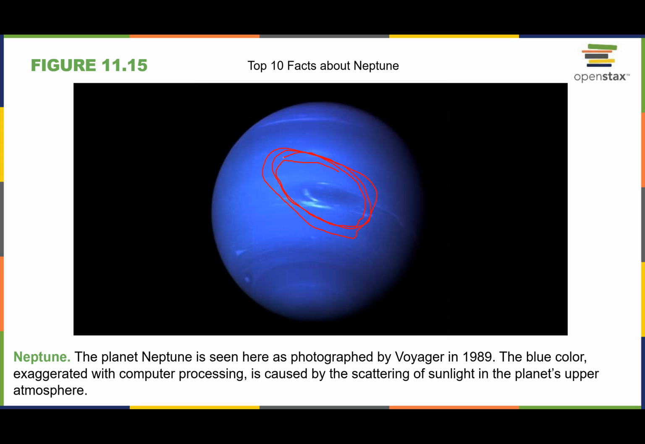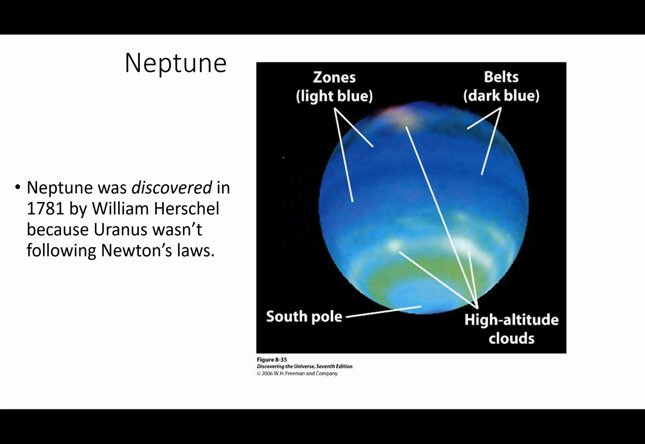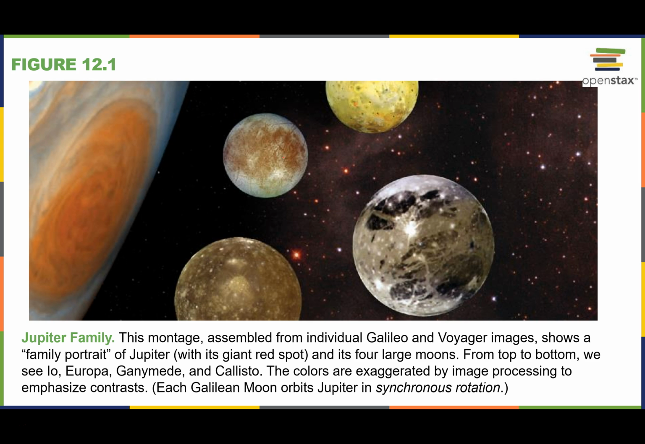Then one last thing about Neptune. Neptune is our outermost planet, and Neptune was found because Uranus was doing something funky in its orbit, and following Newton's laws of orbital motion, it suggested that there was something beyond Uranus, and it was Neptune. Isn't that cool? Then I have a few questions about the moons that orbit the Jovian planets.